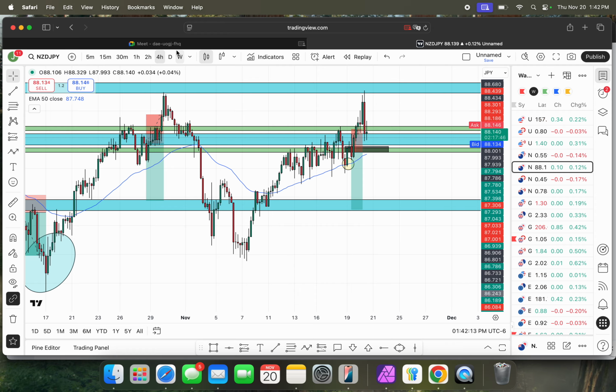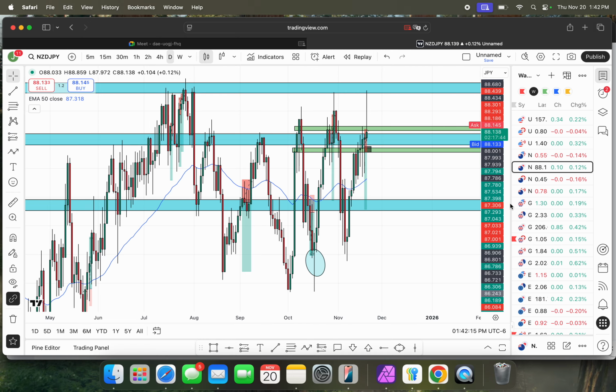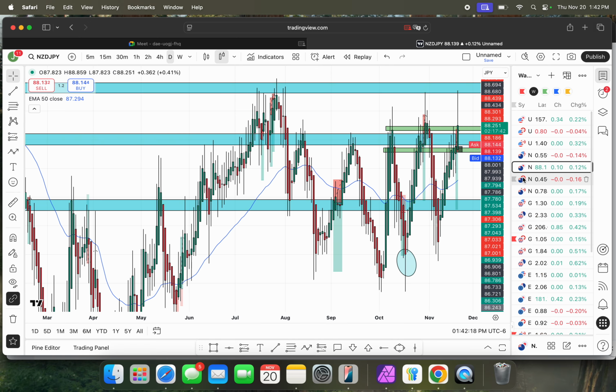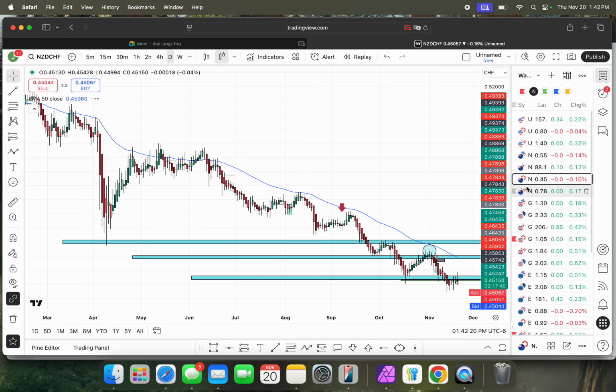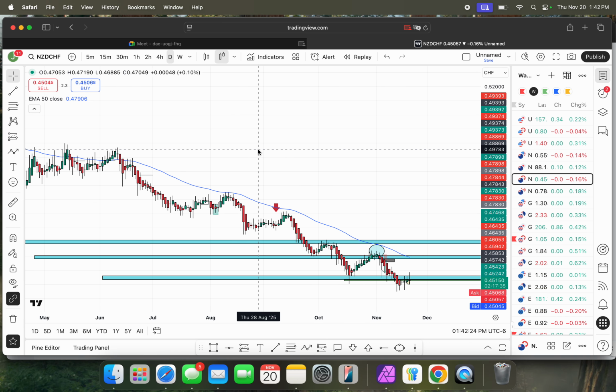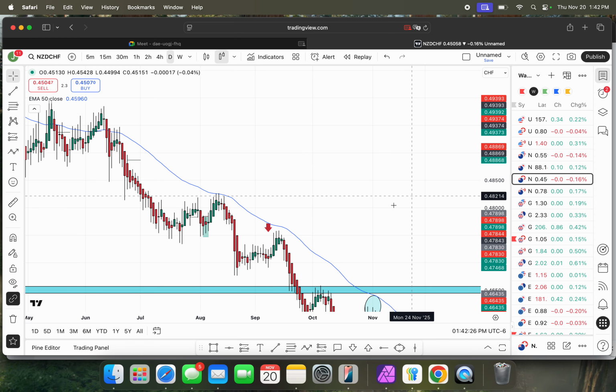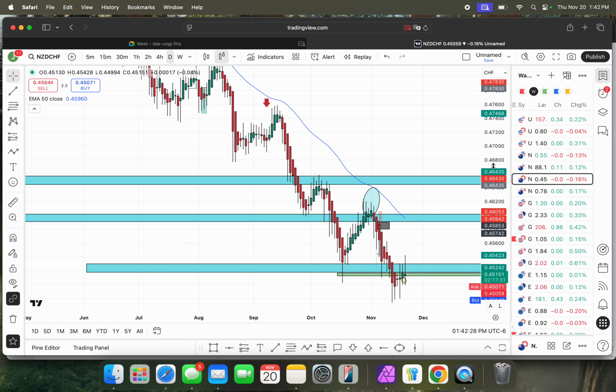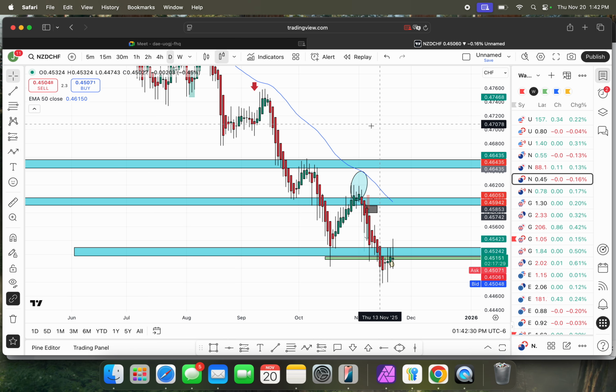Okay. Let me find. Hold on. Let me find one that's super smooth. I think here's one right here. And it did it on. Okay. So we are clearly in a downtrend.